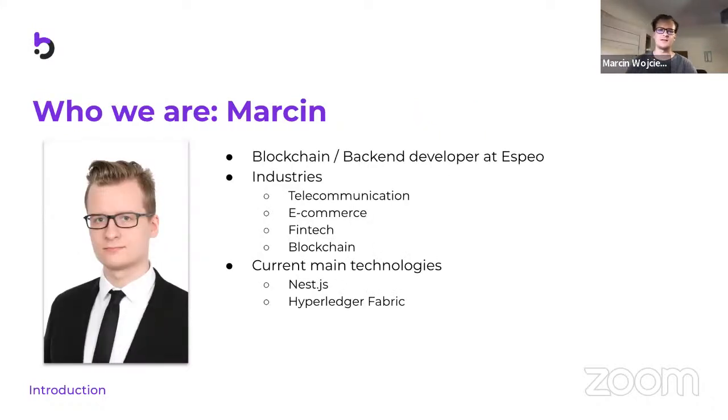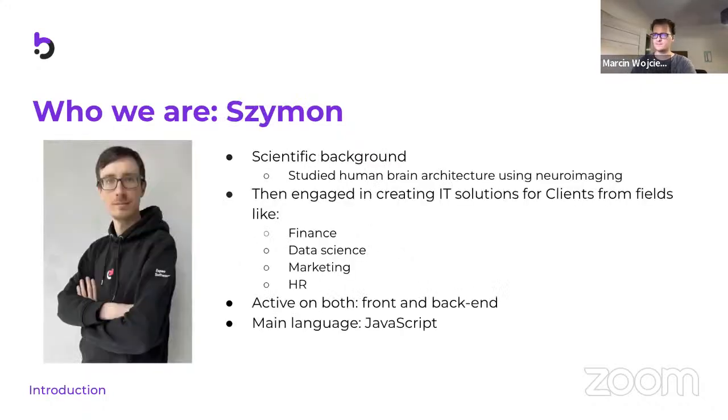My name is Marcin, and I am a recent acquisition of Espeo Blockchain. I started working for the company in March this year. Currently, I'm a blockchain and backend developer. I have experience working for industries like telecommunications, e-commerce, fintech, and blockchain. My current technological focus is on Nest.js and Hyperledger Fabric. To help with the business part of the presentation, I invited my colleague from Espeo. Szymon, would you like to introduce yourself?